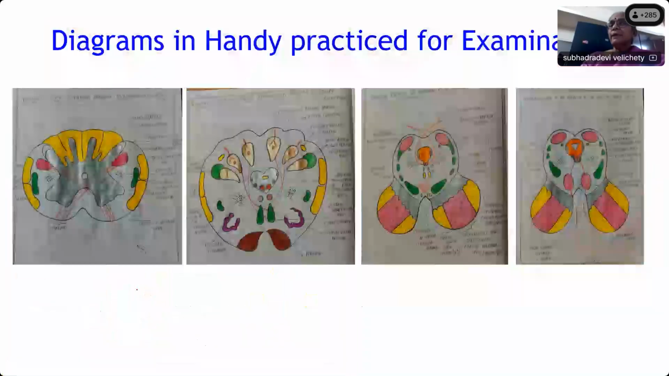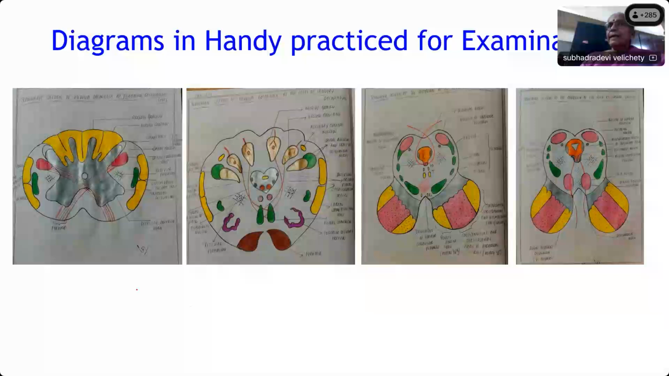Then see this one. So you can practice the diagrams handy and keep them ready for your examination. For example, sections of the midbrain will be asked as a question at superior colliculus and inferior colliculus level. Similarly, for the medulla also, at the sensory decussation and motor decussation. These are important diagrams. So draw and label the diagram. That is most commonly asked.